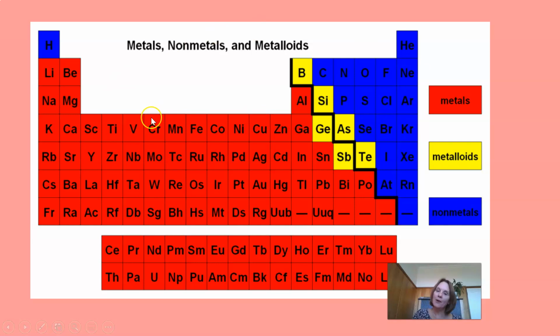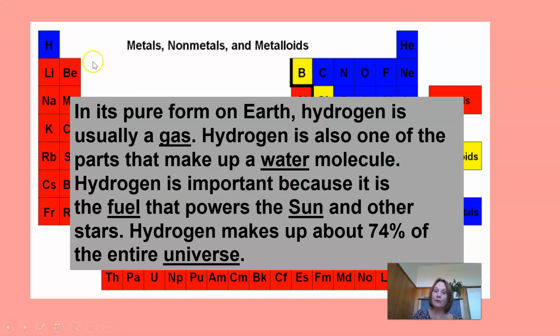Okay, and now you're asking yourself, but why is hydrogen on this side of the table? And why is it showing blue as a non-metal? Because it is a non-metal, it's a gas. Okay, why is it over here? Think about it. What have I taught you already? What do you know? Okay, right? In its pure form on Earth, hydrogen is usually a gas. So it shouldn't be with the metals. It should be with the non-metals.